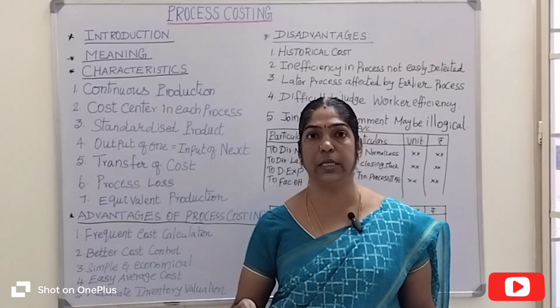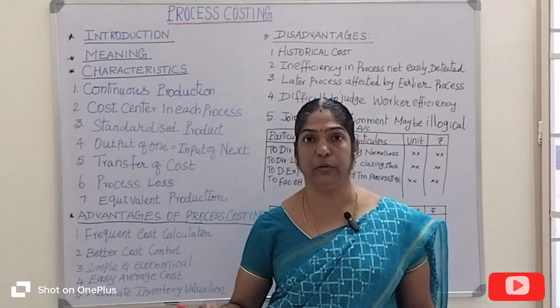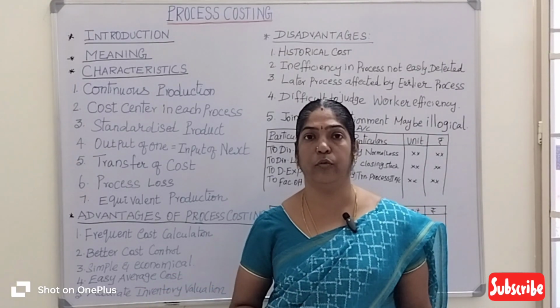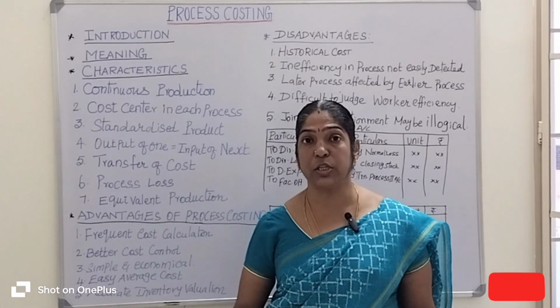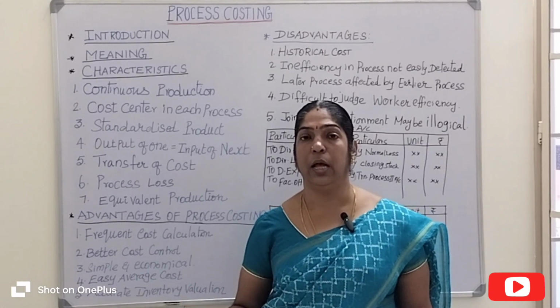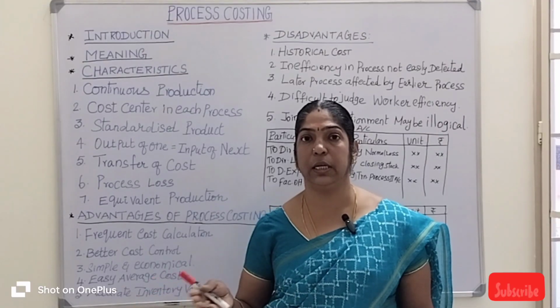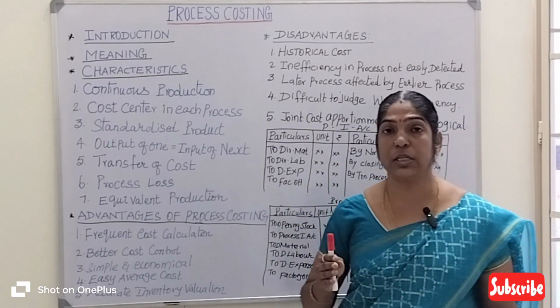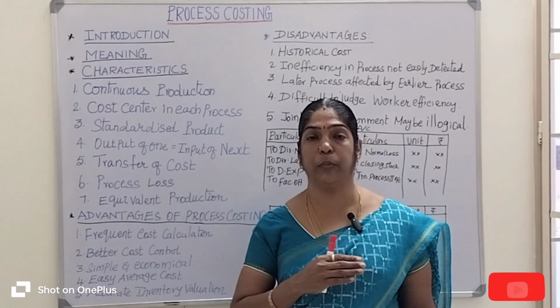How can companies prevent wastages and overspending? Process costing helps control cost very effectively. How can it happen? It is very simple. In process costing, they calculate cost process-wise.